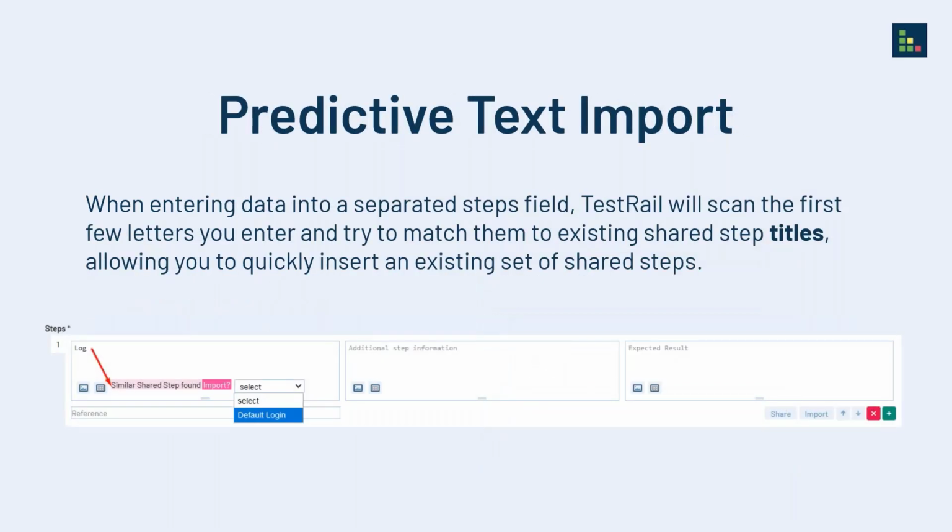And then when editing your test cases, as I mentioned, if you start typing in something that matches the title of an existing set of shared steps, you will see a prompt as shown here, allowing you to quickly import that set of shared steps, and they will automatically just be inserted into your test case.